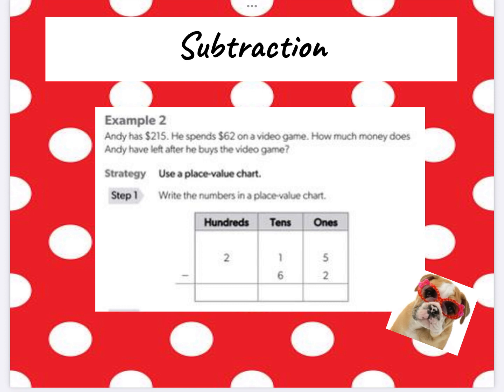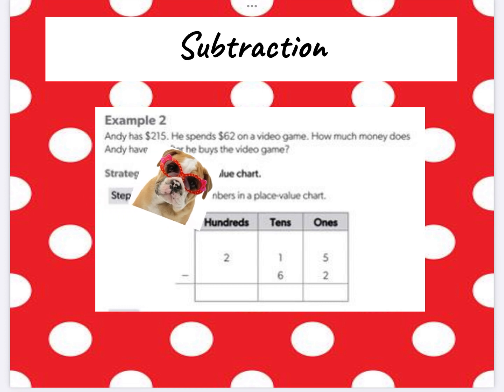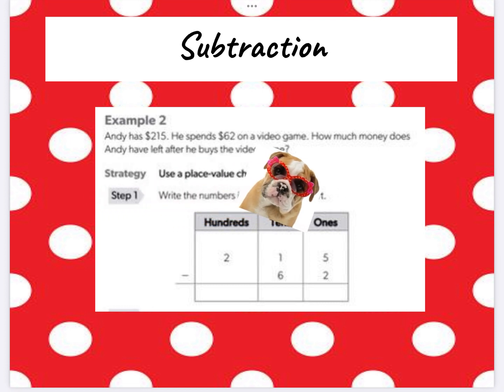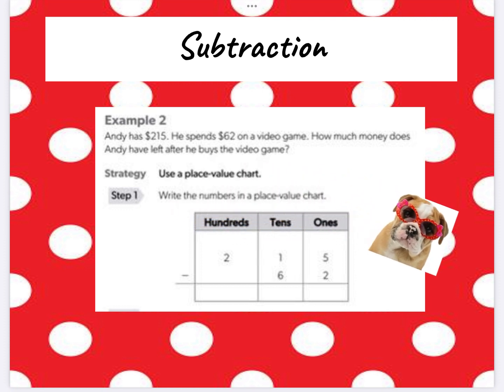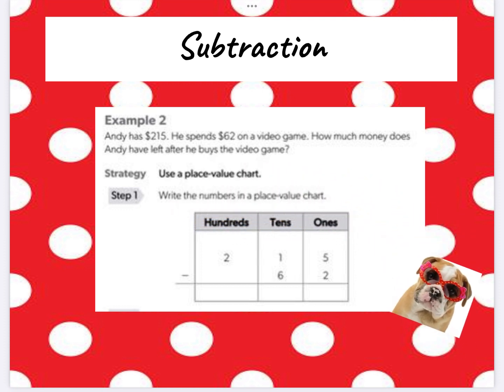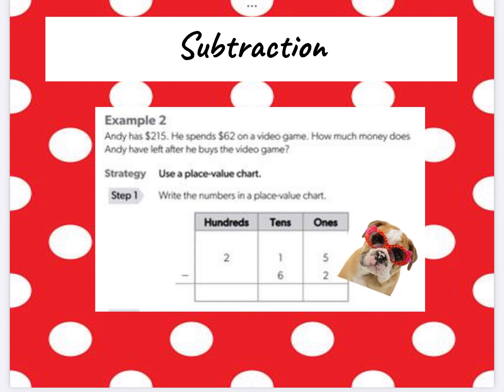All right, let's practice with a problem that has the hundreds place. So Andy has $215. He spends $62 on a video game. How much money does Andy have left after he buys the video game? So we know what he starts with, 215. That's going to be our big number, our minuend, and we're going to subtract the subtrahend, what he spent, $62.